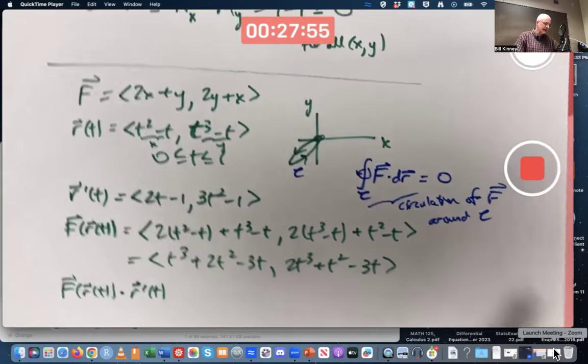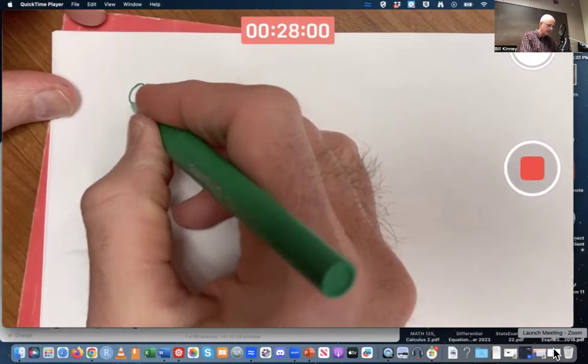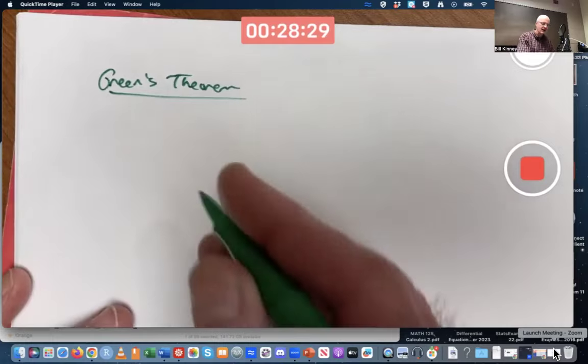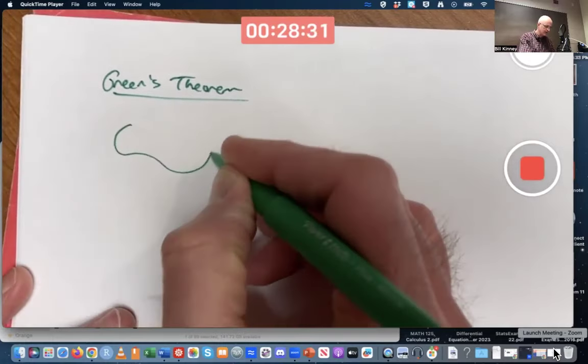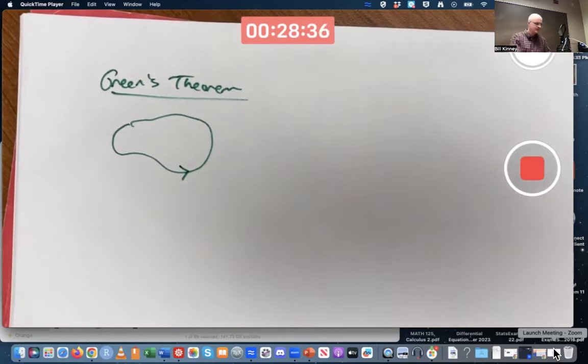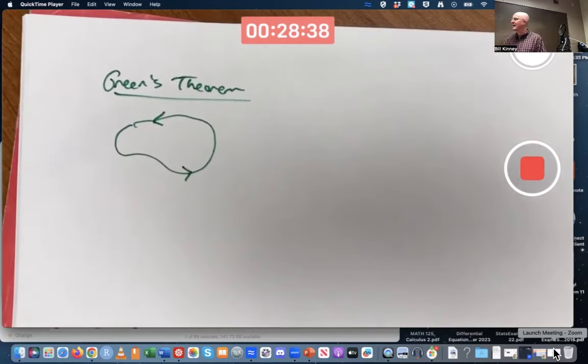What does Green's theorem say? Which I guess I should write in green. Green's theorem. Basically, the assumptions amount to you've got a vector field that's nice, that has continuous components that are also differentiable. Those derivatives have to be continuous, on some domain in the plane, containing a closed curve, oriented counterclockwise. So the arrow points counterclockwise.